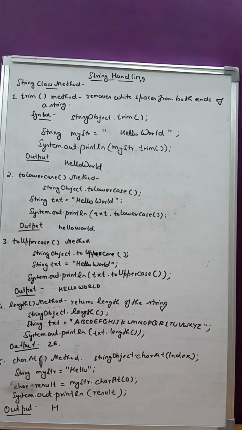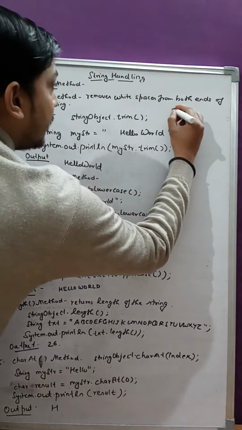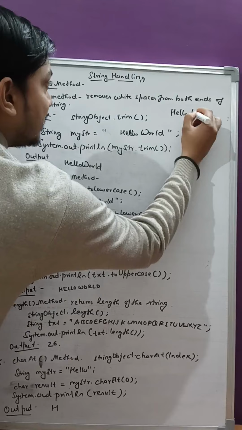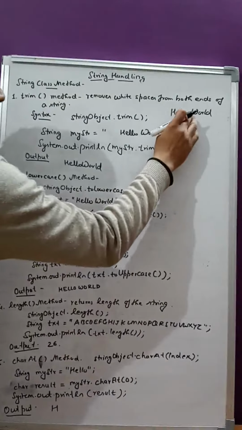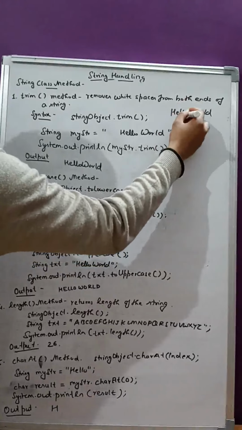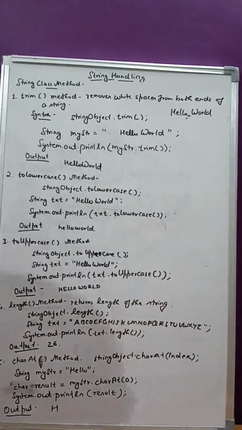The first function in this list is the trim method. As it is written, it removes white spaces from both ends of a string. Suppose you have been provided with a string, and the question is, what is white space? White spaces are the normal spaces that you see. If you have written something like this, the one space that you have given in between is known as a white space. In programming it is not called blank, it is called white space.